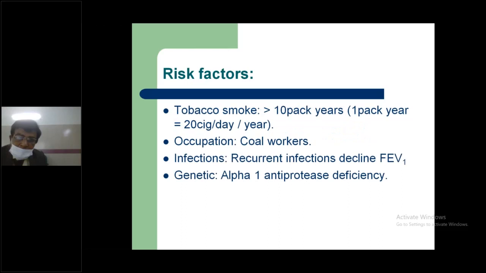Now what are the risk factors of COPD? First risk factor is tobacco smoke, more than 10 pack years. Pack year means 20 cigarettes per day in a year. It is called one pack year. So 10 pack years means 20 cigarettes per day for 10 years. If anyone has a habit of smoking with 10 pack years, then he will be susceptible to COPD. Not all smokers.